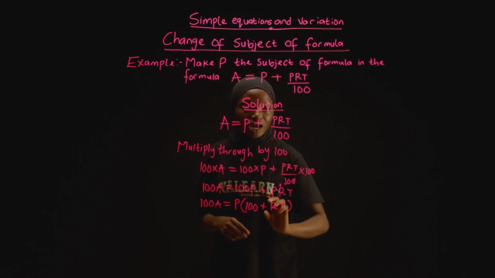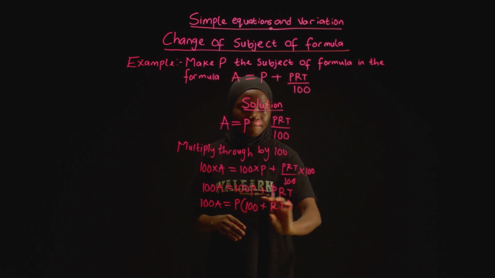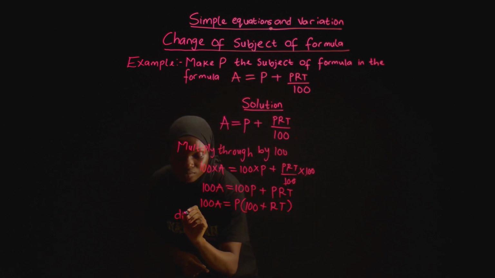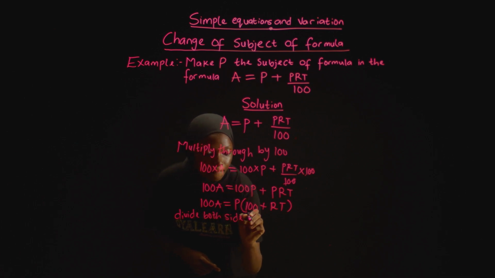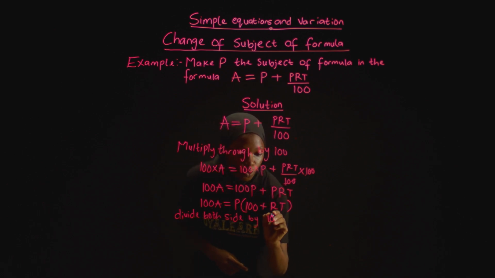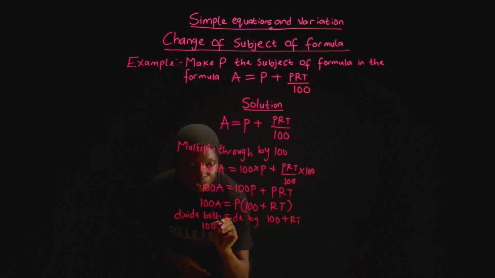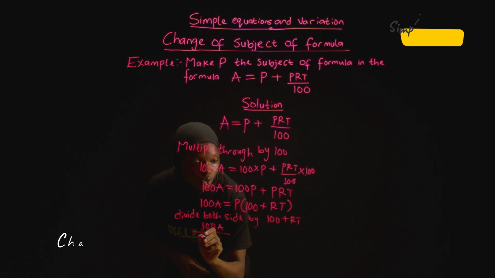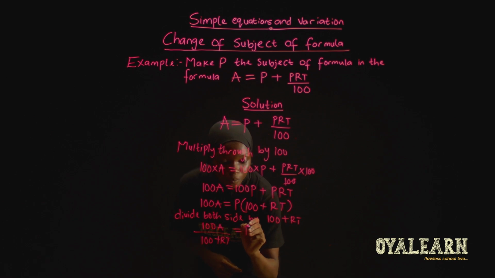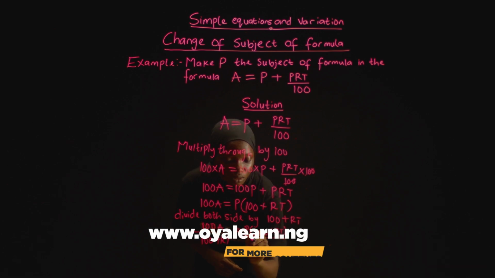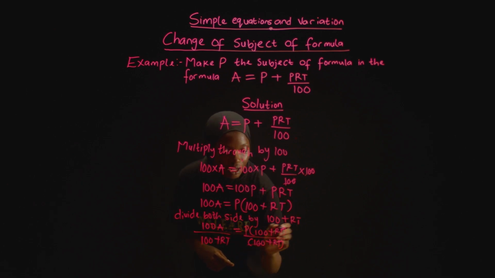So to remove this 100 plus RT that is attaching itself to P, we divide both sides by 100 plus RT. So here we have 100A over 100 plus RT equals P into 100 plus RT over 100 plus RT. And here, 100 plus RT can cancel out here.